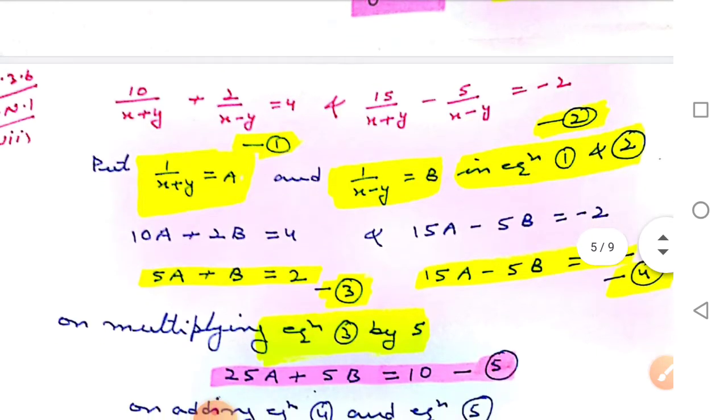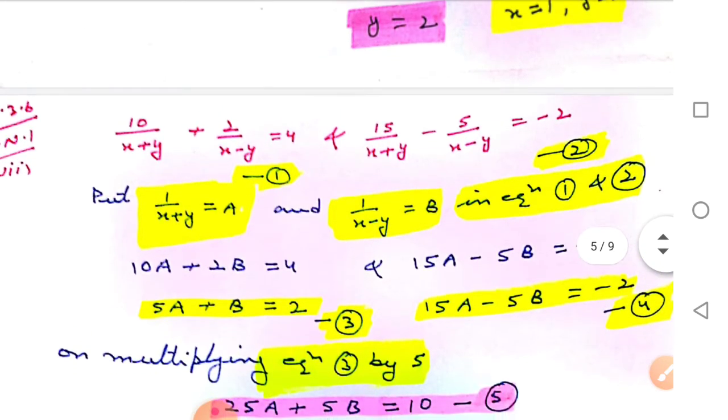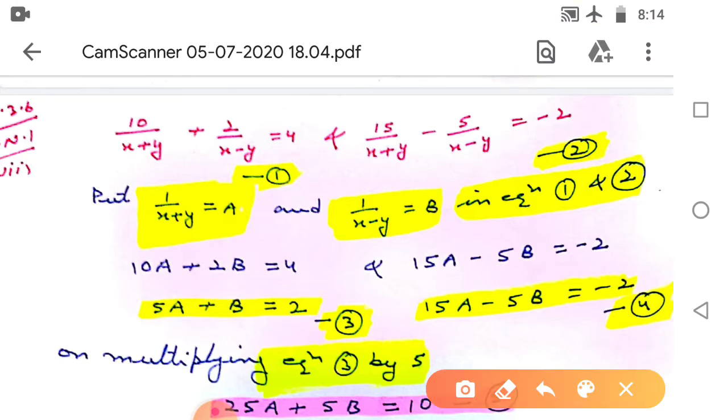7th part of question number 1 of exercise 3.6. Okay, so look at this question. 10 upon x plus y plus 2 upon x minus y is equal to 4, and this is 15 upon x plus y minus 5 upon x minus y is equal to minus 2. Okay, now similar, this is in the denominator x plus y, here we have x plus y, this is x minus y, again this is x minus y in the denominator.